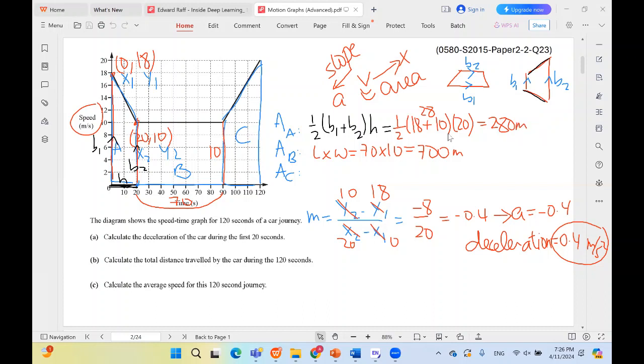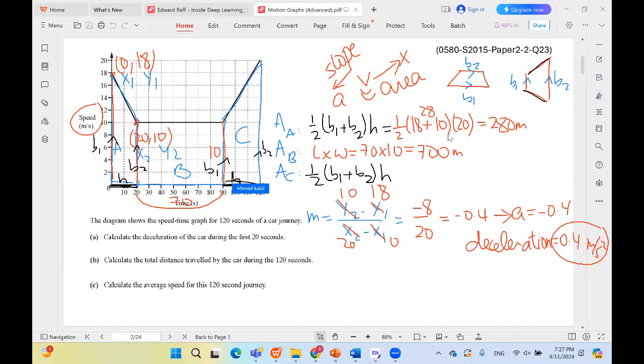Finally, we want to get the area of C. Like we said before, C is a trapezium as well, so the same rule applies. Half times B1 plus B2 times the height. And again, B1 and B2 are the parallel sides. This would be B1. This would be B2. And the line joining both and perpendicular onto both, this here would be the height.